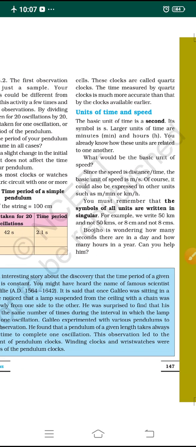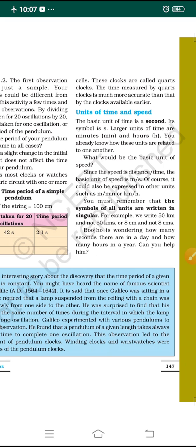The larger units of time are minutes and hours. So what are the larger units of time for measuring time? That is minutes and hours. Already we know about these units which are related to one another. So what would be the basic unit for speed then? The basic unit for measuring time is second. So what would be the basic unit for speed?